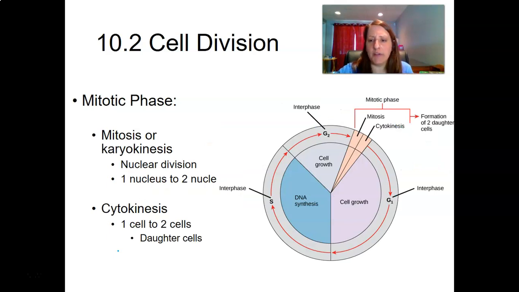Okay, we talked about interphase, we talked about G0. We're going to now talk about the mitotic phase. Okay, so the mitotic phase is composed of mitosis and cytokinesis. And again, remember at the end of this process, we end up with two daughter cells that are identical to each other and to the original parent cell. Okay, mitosis is also called karyokinesis. So karyokinesis, mitosis, those terms are interchangeable.